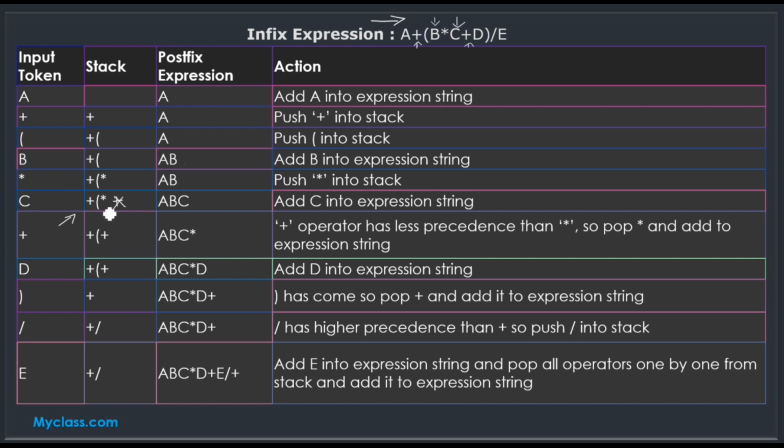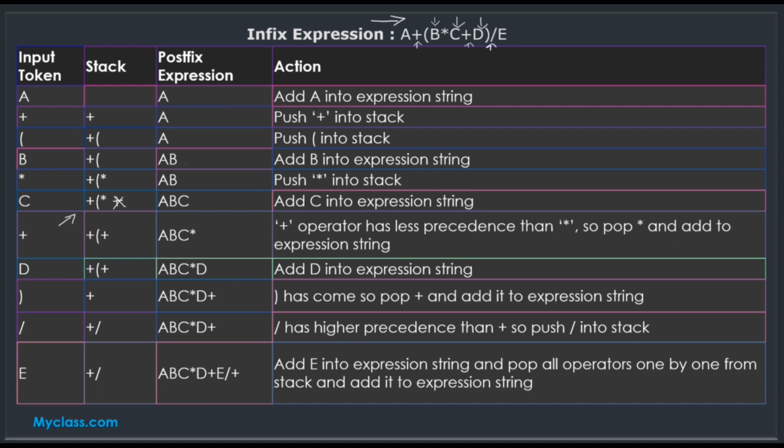So after popping the star, the opening bracket came. At that time we push this addition into the stack. The plus operator has less precedence than star, so pop star and add it to the expression string. Now D came, it is an operand, so we add this into the postfix expression.